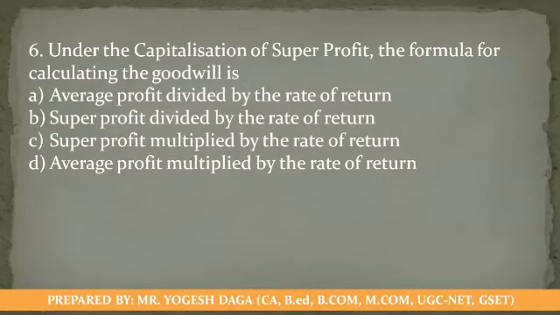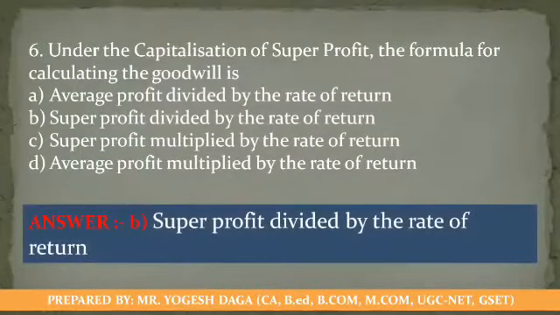The question is asking how you will calculate the goodwill by the super profit method, the capitalization of super profit. I think you have made your answer, and yes, the correct option is to always divide the super profit by the rate of return. So the B option is the correct option.